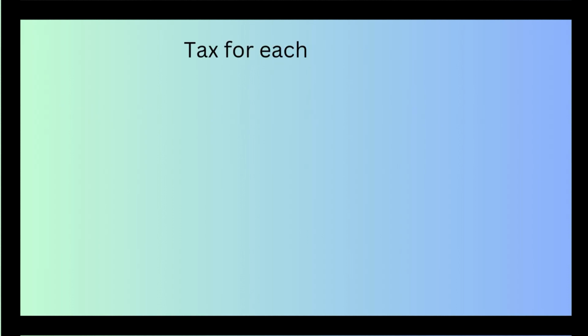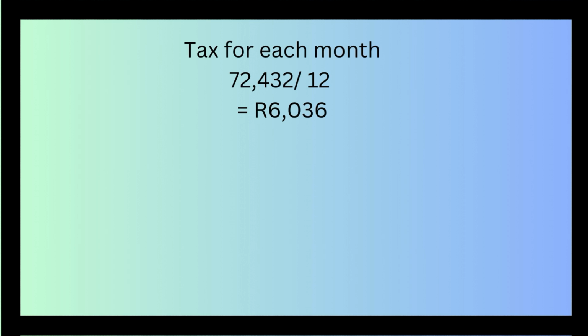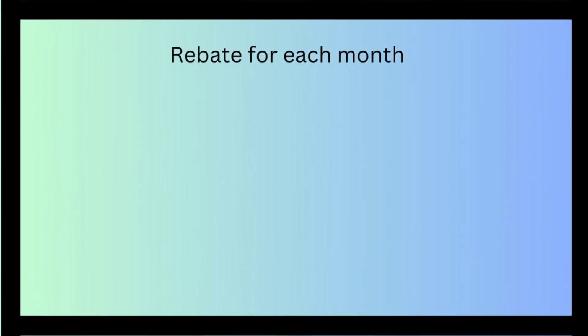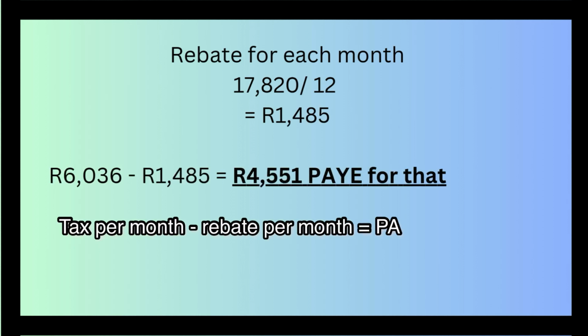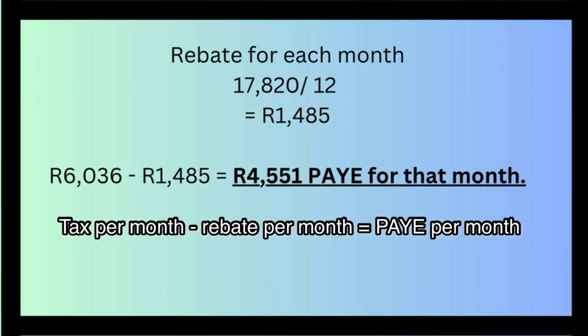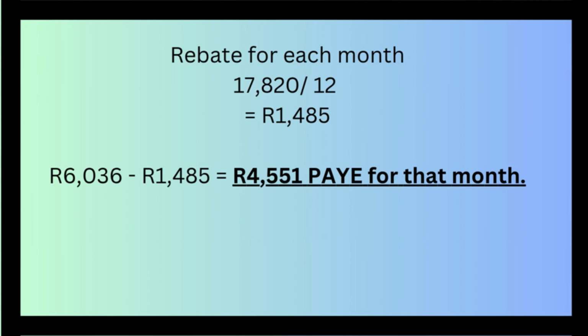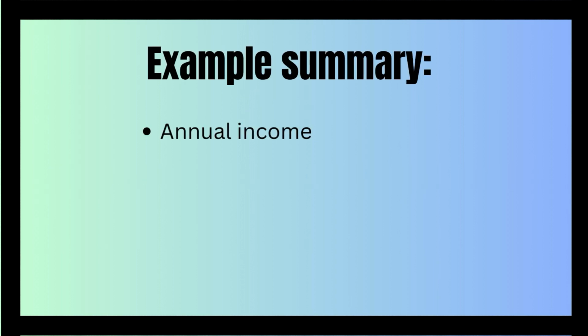All right, so let's come back to the tax per year. I forgot that you need to divide it by 12 to get the monthly tax, which is 6,036 rands. So after you get your monthly tax and monthly rebate, you then get the difference. So the difference between the two is your PAYE for each month. Then that's it. So PAYE for this example is 4,551 rands per month.